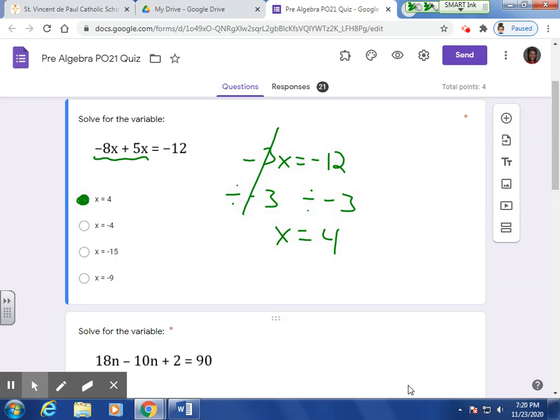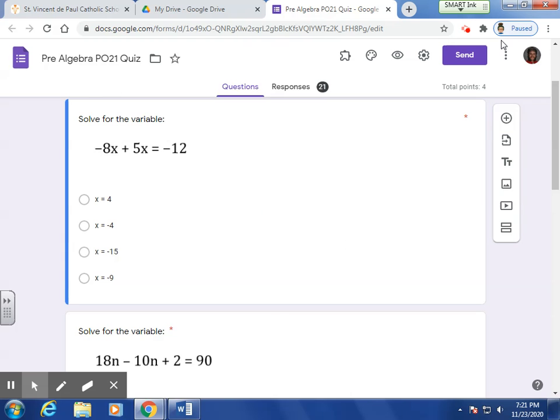And if we were to plug that in to check it, -8 times 4 plus 5 times 4 to equal -12. Well, -8 times 4 is -32. 5 times 4 is positive 20. And -32 plus 20 does equal -12, right? Now, you will be able to use a calculator on this test, which makes this checking even easier, okay? So please take the time to do it.